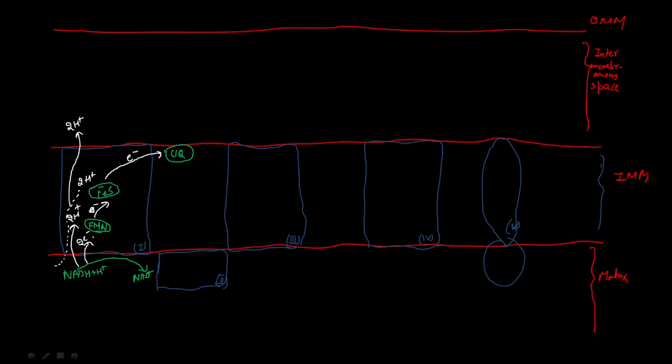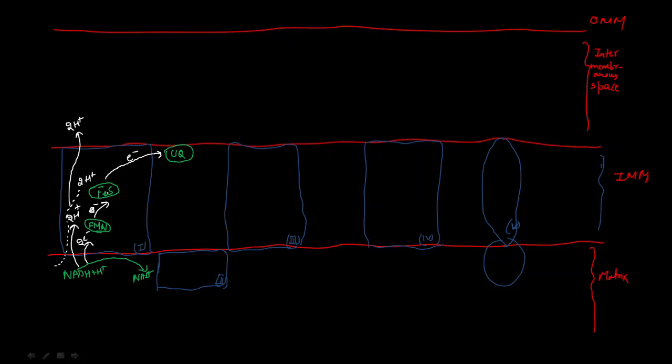Now since all the electrons, I've shown only passing of one electron. Eventually the two electrons get passed on, but at a single point, only one electron is getting picked up and passed on, like this. So I'm going to show only passing of one electron, but you need to remember that two electrons are getting passed on. Okay, so ultimately these electrons are going to get released from the first complex to the ubiquinone.